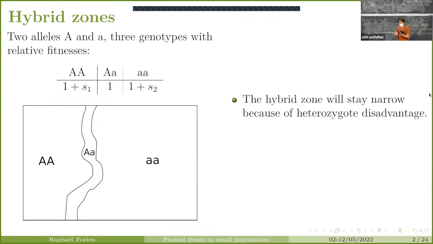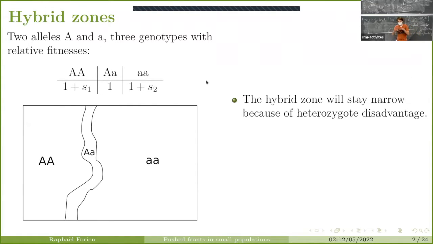The simplest setting in which you see hybrid zones is a diploid population, where we have one gene with two alleles, capital A and little a, and heterozygous individuals have a disadvantage over both types of homozygous individuals, so that the fitnesses of the three genotypes are of this form.